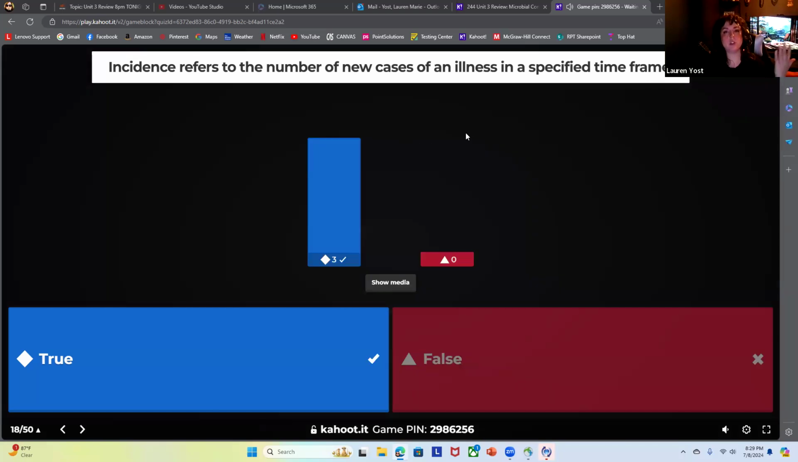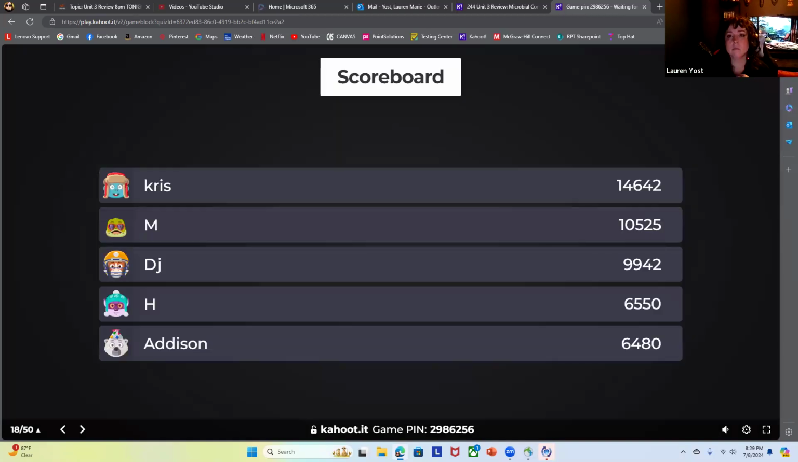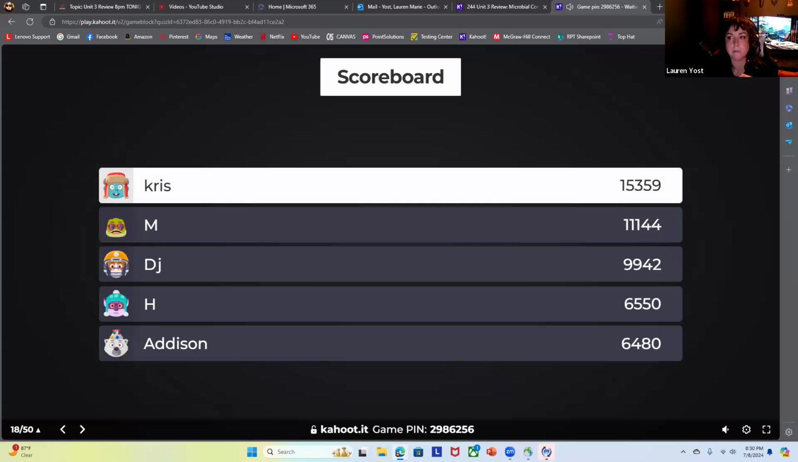Okay, so this one is true. Good job. Like I just said, incidence, that's going to be a specified time frame, right? How many cases we had pop up in the last month. If we're talking about the whole total outbreak, like let's say for COVID, since this outbreak of COVID began, how many cases have we had up to now? That's prevalence, okay? Just so you know the difference.